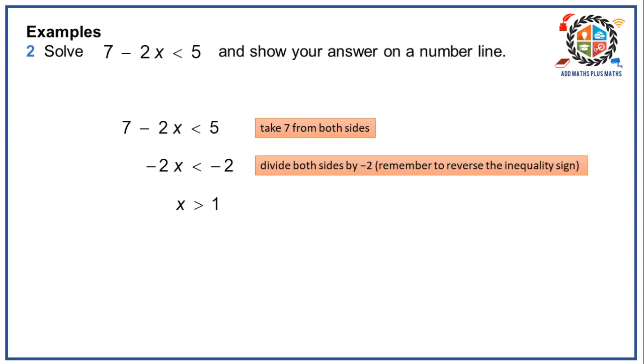Next, we'll have to graph on the number line. x is greater than 1. So since x is greater than 1, I'm going to look for the 1 and put a hole on that because it's not included. So 1 is here, put a hole, and then everything on the right of 1. So I'll put an arrow to the right.